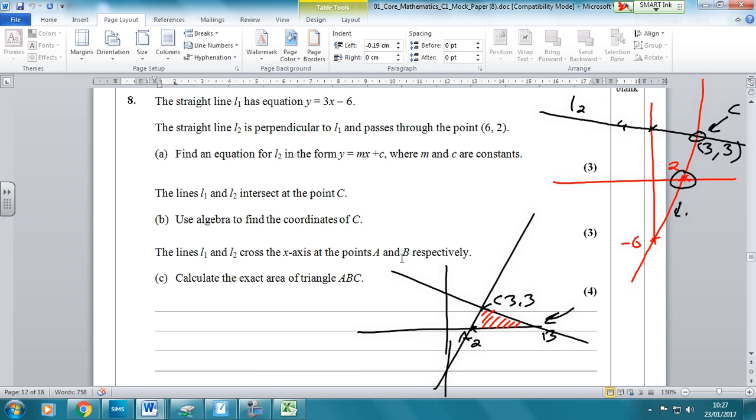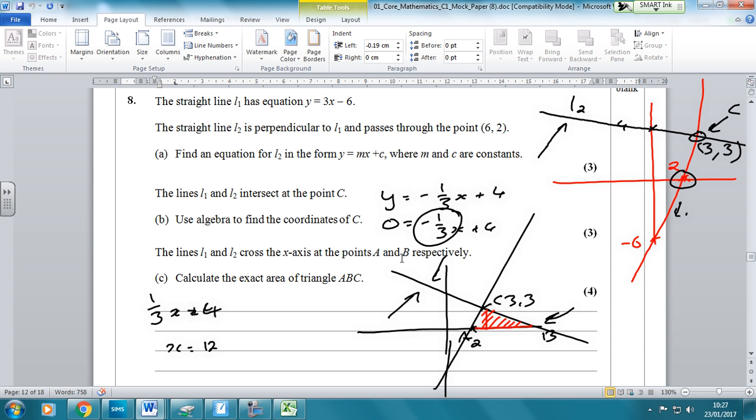Now the area of the triangle isn't going to be too bad, because it's just base times by height divided by 2. So if the equation of this line here is y equals minus 1/3 x plus 4, to find out where that goes through the x-axis, that's going to go through when y equals 0. So 0 equals minus 1/3 x plus 4. Bring the 1/3 x over to the left-hand side, so that's going to be 1/3 x equals 4, times by 3, and we've got x equals 12.